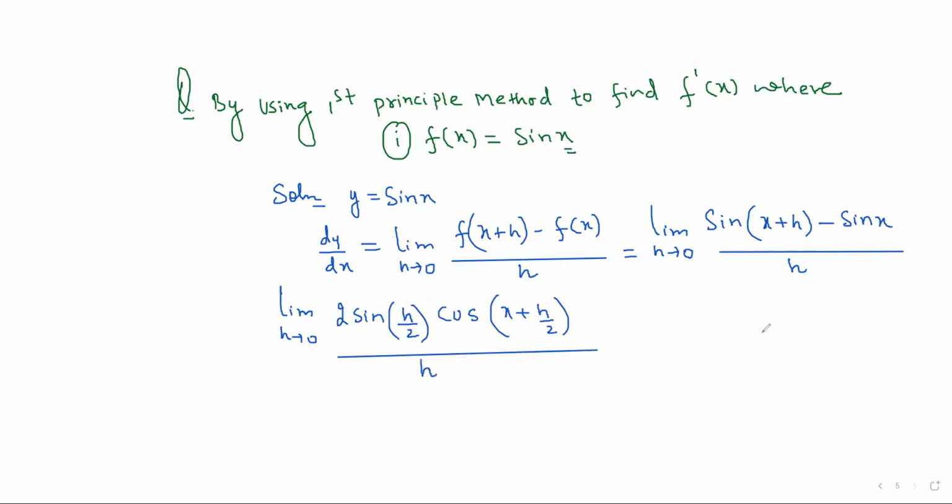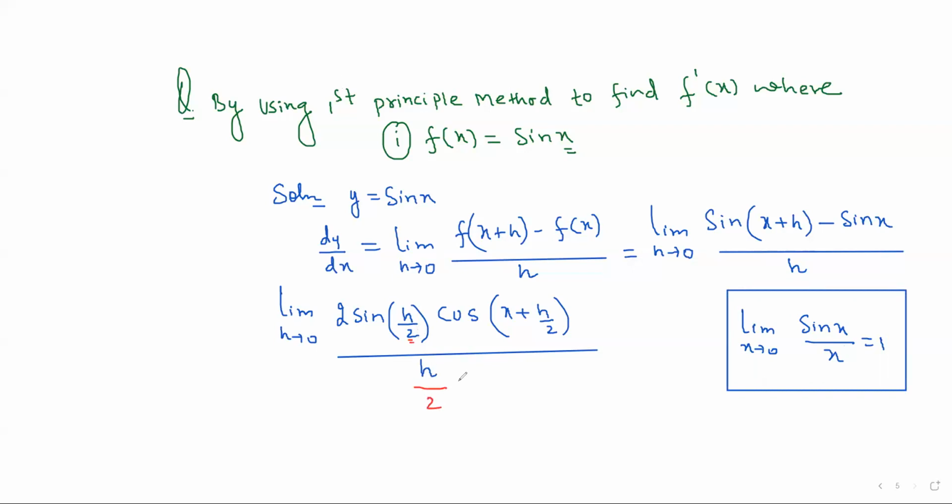Do you know very well the limit x tending to 0 of sine x upon x is equal to 1? This is the class 11th limit formula. But here h is tending to 0 and this is h by 2. So simply, beta, multiply by 2 and divide by 2. So this thing is 1.